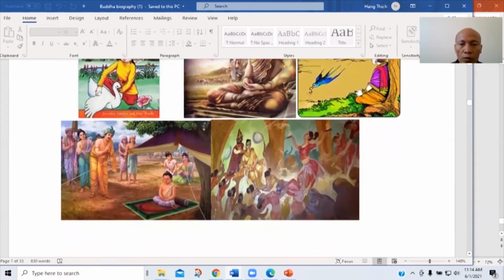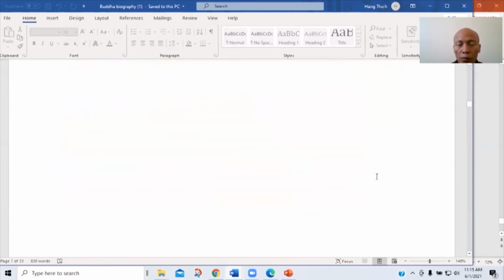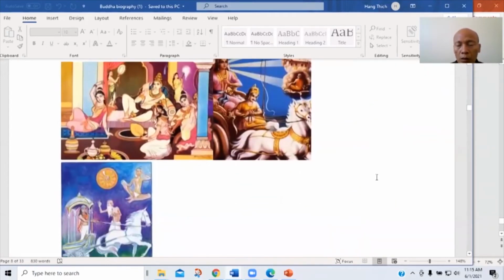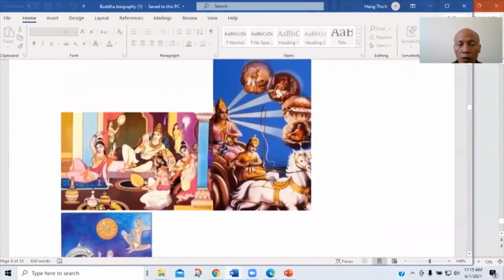And when he was getting older, you see the scene here. His father erected three palaces for him: for the winter, the fall, and the summer, for him to enjoy his life, with the purpose of keeping him in the secular life. So the king, his father Suddhodana, provided him all kinds of entertainment to keep him in the palace, so that eventually he could become the next king. That's what his father hoped.